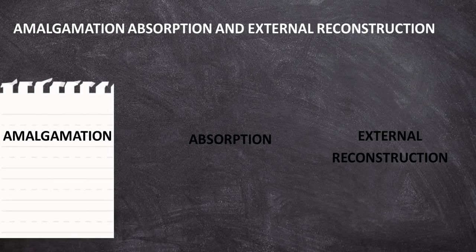Amalgamation. When two or more existing companies combine together to form a new company, it will be an amalgamation. All combining companies are liquidated, and a new company is floated to take over their business. So this is the amalgamation meaning.